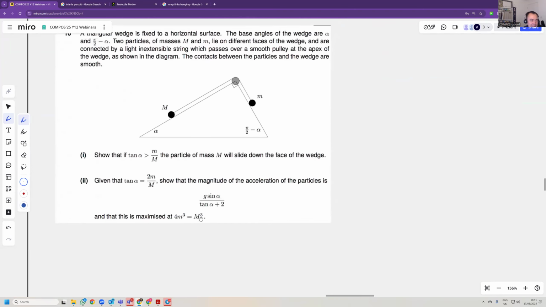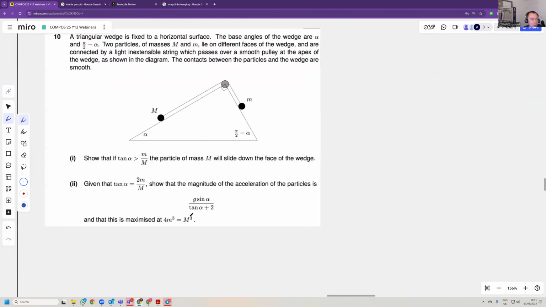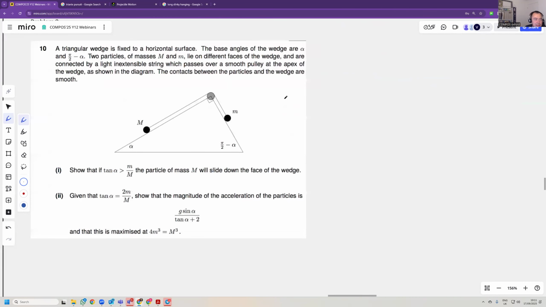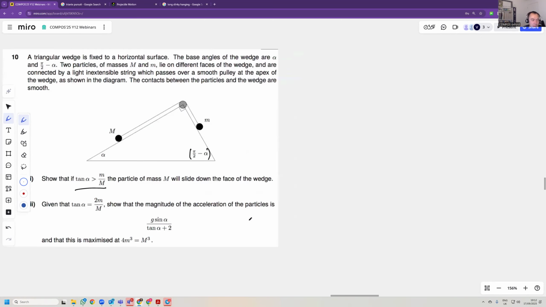Final question 8. A triangular wedge is fixed to the horizontal surface. The base angles of the wedge are alpha and pi over 2 minus alpha, so that's 90 minus alpha. Particles of masses m and M lie on different faces of the wedge and are connected by a light inextensible string which passes over a smooth pulley at the apex of the wedge, as shown in the diagram. The contacts between the particles and the wedge are smooth. Show that if tan alpha is less than M over m, particle m will slide down the face of the wedge.